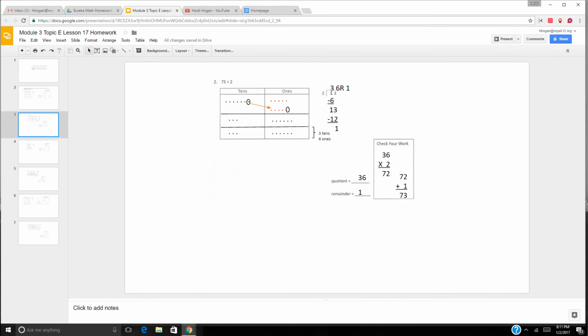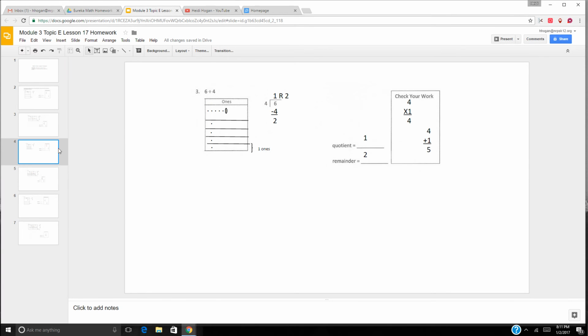So let's check. 36 times 2 is 72. And we add our remainder. 72 plus 1 is 73. Good job. And again, they're going to start us off with a single digit. 6 divided by 4. So 6 divided into 4 sections. 1, 2, 3, 4. And actually, we're going to have a remainder of 2. I didn't make 2 circles there.